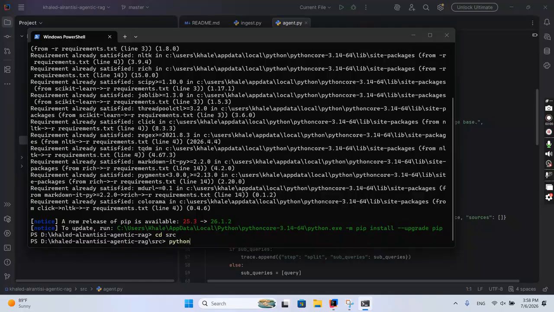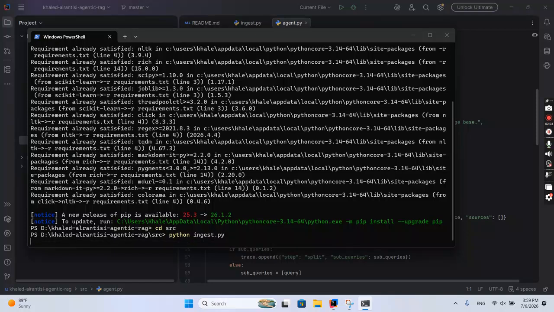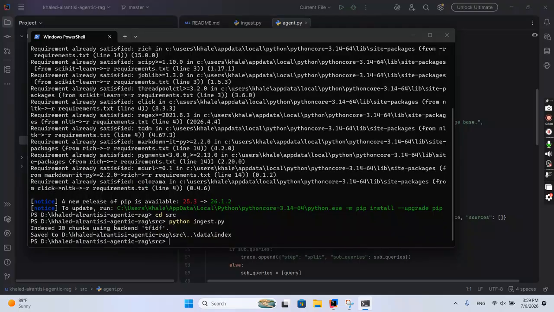And we will now build the search index from my knowledge base, with cd source and then Python. This builds the search index from my knowledge base, which is 20 chunks taken directly from my thesis. It shows here that I indexed 20 chunks using backend TF-IDF.